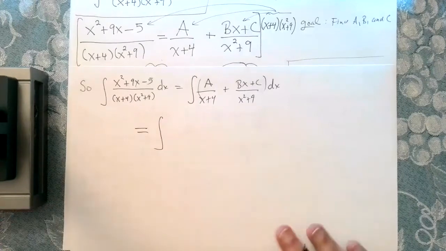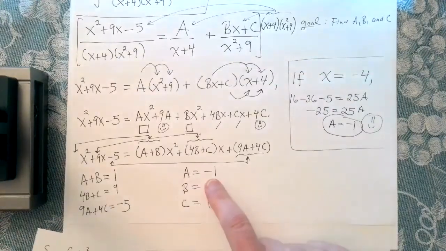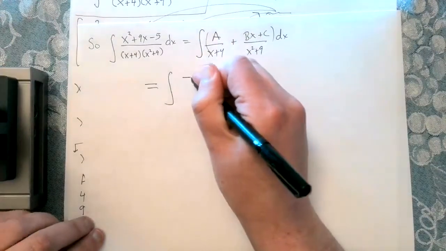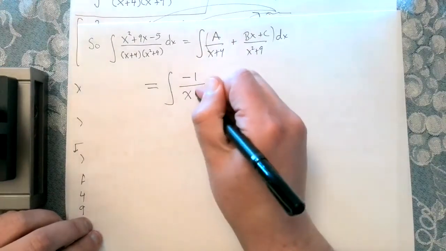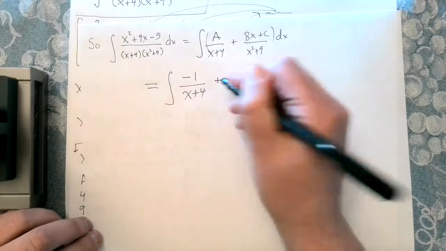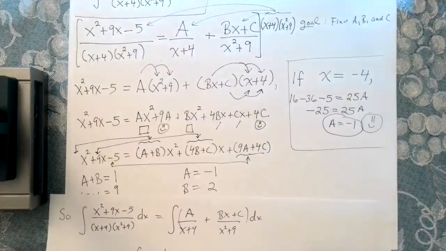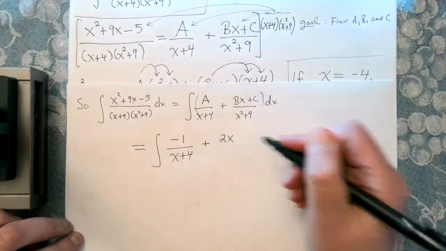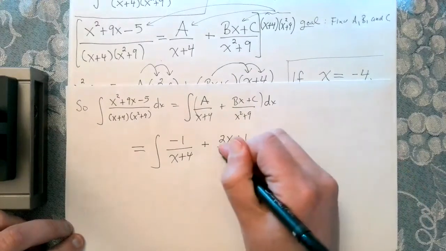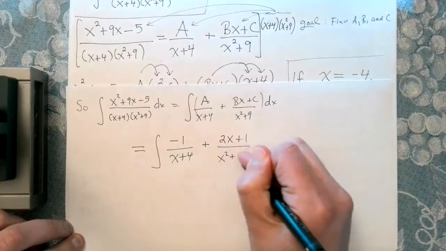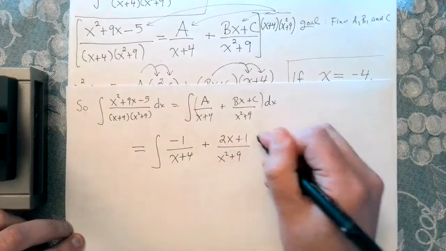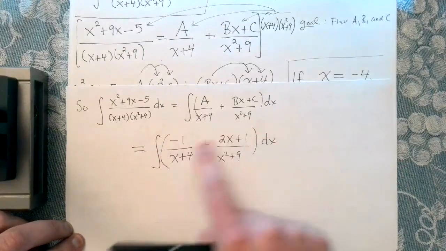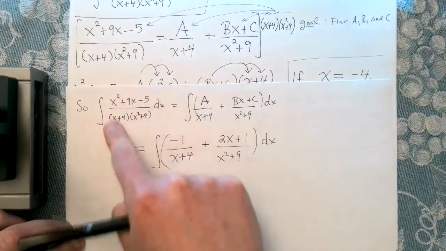And so it looks like we're really trying to solve, well, a we said was minus 1, right? So we need a over x plus 4 plus, now b we said was 2, so that's going to be 2x. So bx, 2x, and c we said was 1. So it turns out that this will be much easier than this.